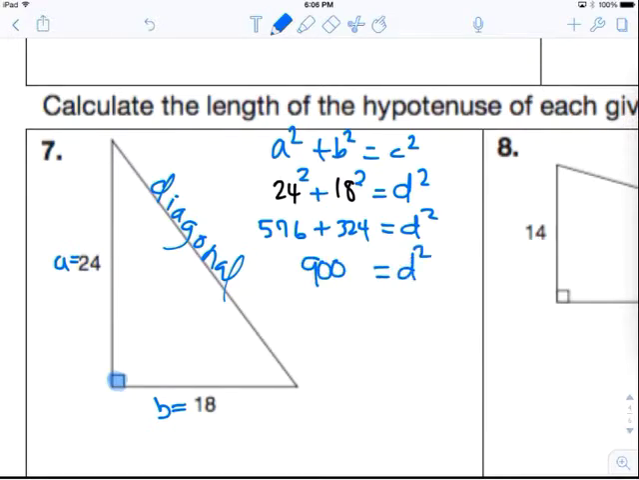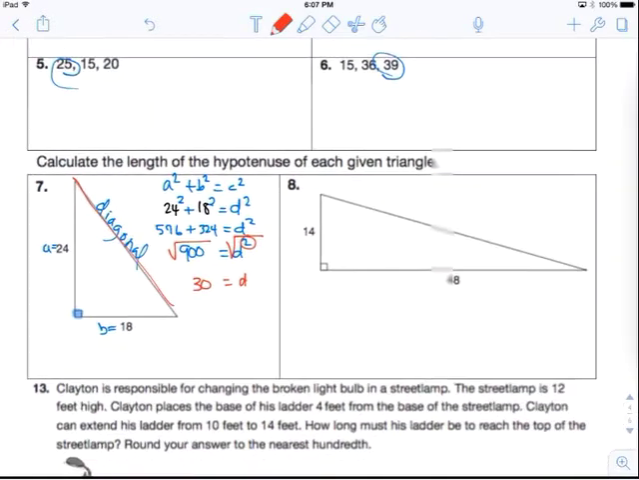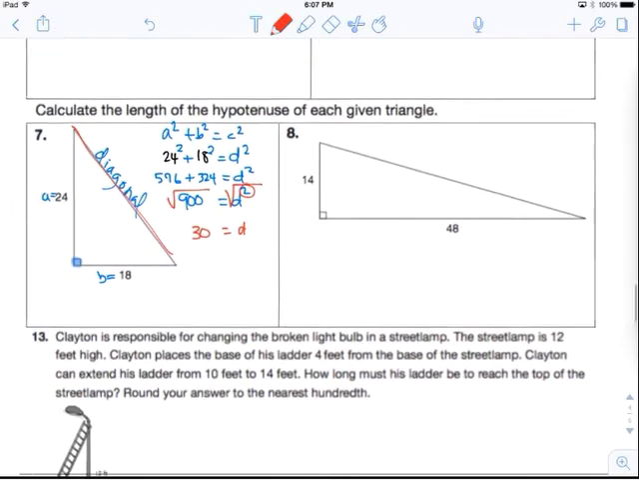Now D squared. We only have one diagonal. Squared means there's two of them. To get one, you have to take the square root. The square root of D squared is D to the first, right? Or just D. The square root of that is 30. It's a perfect square. It's a rational number. Okay? And you do that for this one too.